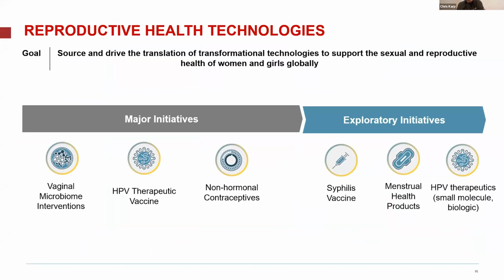The major focus of the Reproductive Health Technologies Group are some major programs in vaginal microbiome interventions, a space that has been missing some really deep science, and we're actually now finally going into experimental medicine trials with interventions later this year. Similarly, HPV therapeutic vaccines.